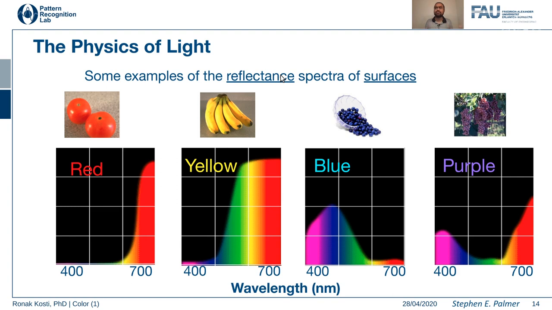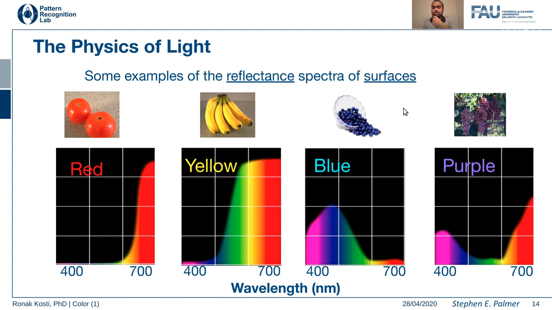So a lot of astrophysicists rely on this kind of spectra to find out different stars and different materials that might be there predominantly in those stars by studying the reflectance profile of these stars.